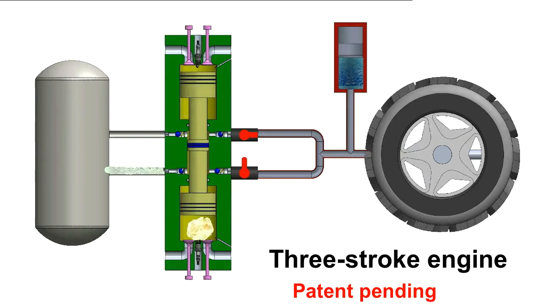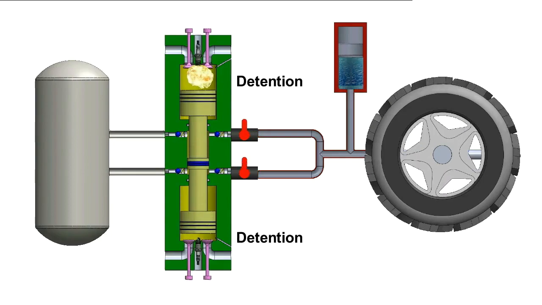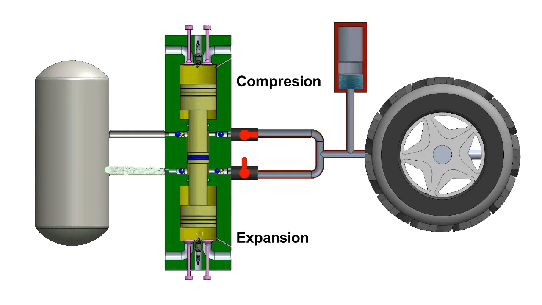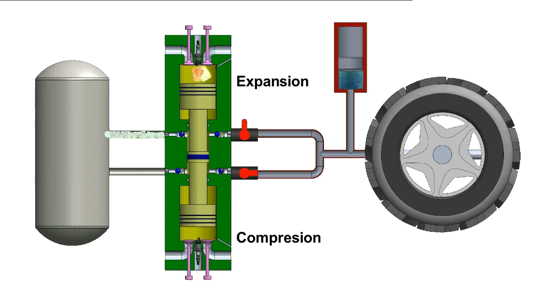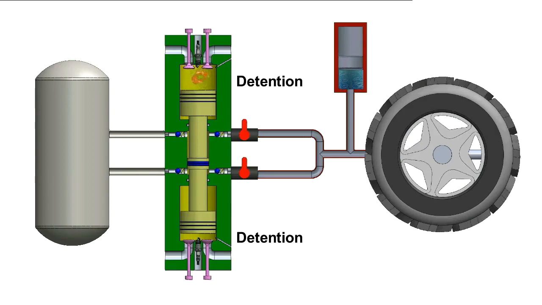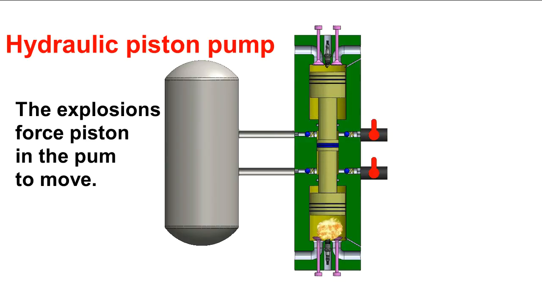The three-stroke internal combustion engine works in a cycle that comprises expansion, compression, and detention. In an oscillating piston engine, the piston stops for an instant. In the three-stroke engine, we control the stop time of the piston. The three-stroke engine has a piston hydraulic pump driven by fuel explosions.